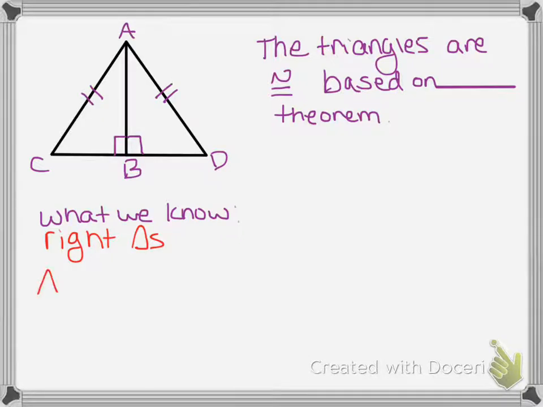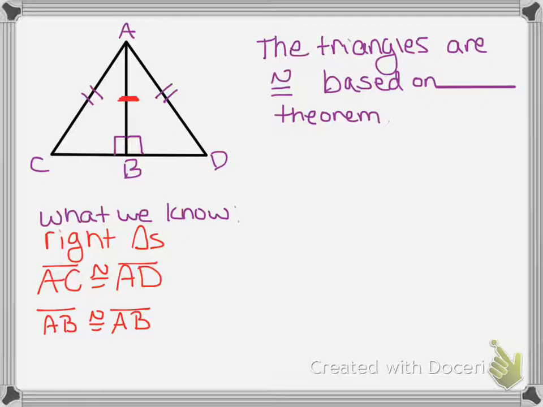So we know that AC is congruent to AD based on our tick marks here. We also have a shared side, so we know that AB of one triangle is congruent to AB of the other triangle. So I'm just going to mark that with a line. And then we have our 2 right angles, and we want to make sure that we can separate which angle we're talking about, the one on the right or the one on the left.